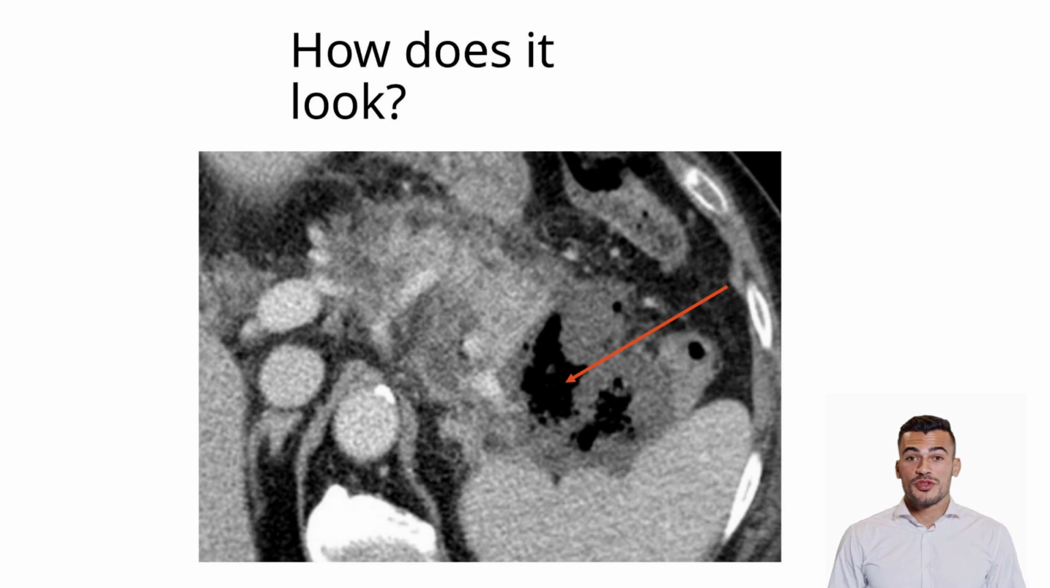Infection is thought to result from bacterial translocation from the gut. But how does infection appear on imaging? The only reliable sign of an infected collection on imaging is the presence of gas within the collection. But it's not found in all cases of infection. Here in this image we can see gas bubbles within the collection marked by the arrow.